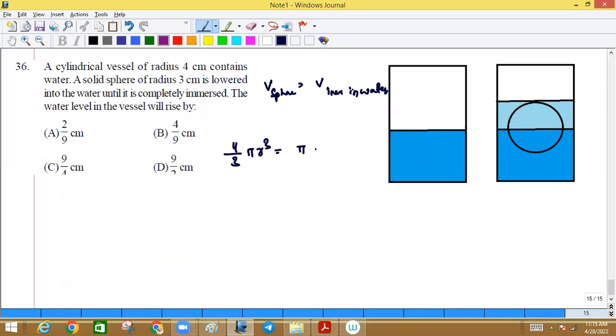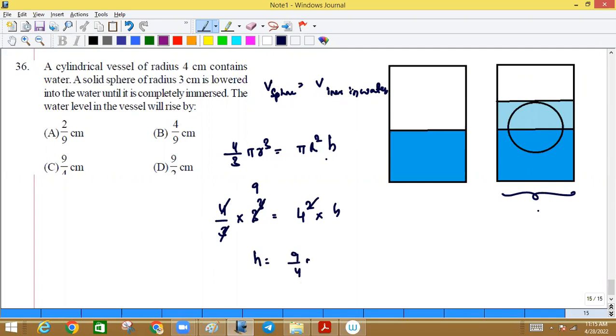So pi r square, okay, the radius of the cylinder is 4 there, diameter is 8. So the radius of the cylinder is 4. So I'll take it as capital R square h. So 4 by 3 pi anyway cancel. r cube means 3 cube is equal to 4 square into h. 4 cancel, 3 cancel. Finally, you're left with what? h is equal to 9 by 4 centimeter. So what is the increase in the height? The increase in the height is 9 by 4 centimeters.